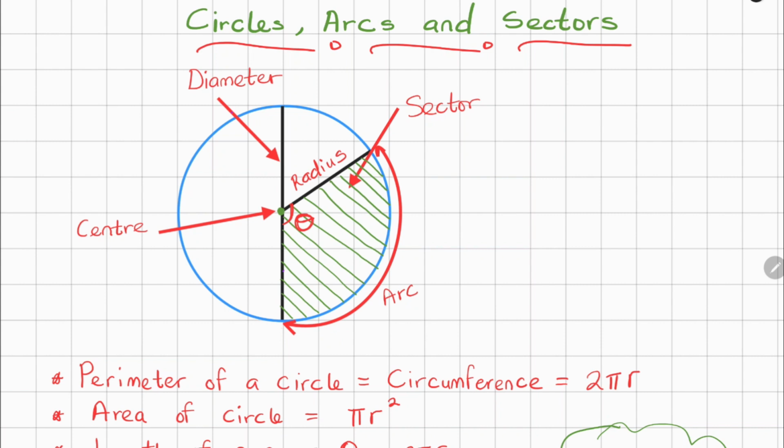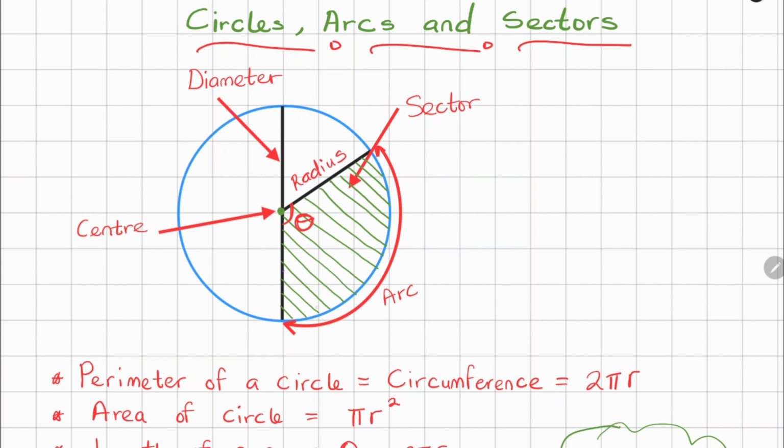Now, the arc is a portion of the circumference of the circle. It's just like a part of the circumference of the circle, not the full part, but a little portion of it. Now, the portion of the circumference is defined by the angle at the center here. So this theta is the angle that determines how wide your arc is or how long your arc is.